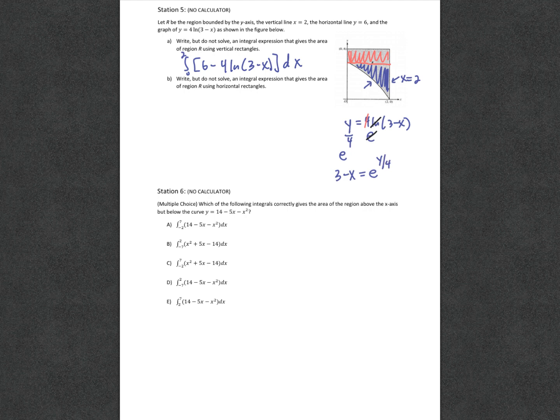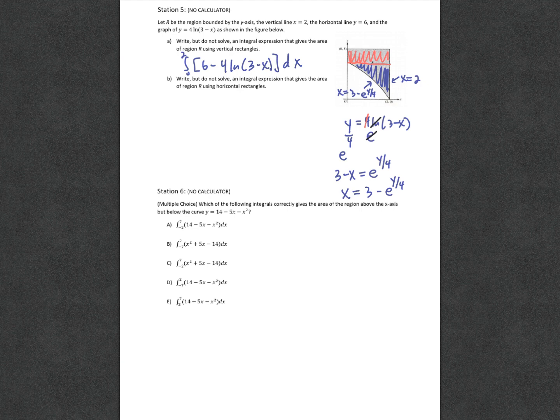And then if we solve for x, we'll have to subtract 3 from both sides and then negate both sides. Subtract 3 to get rid of that 3, and then negate both sides to get rid of that negative. I'm just going to do that all at once. That'll be x equals 3 minus e to the y over 4, and that's this one here. So in this area we know the right function is 2, and the left function here is 3 minus e to the y over 4.